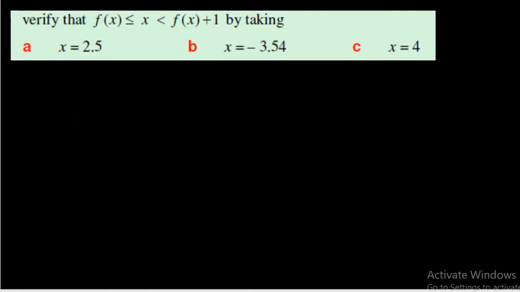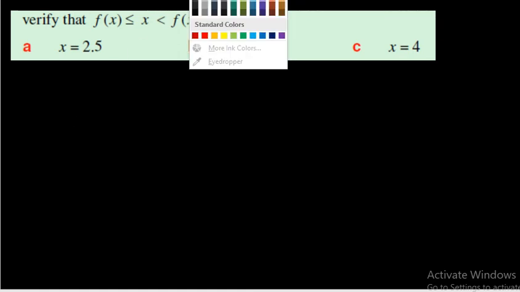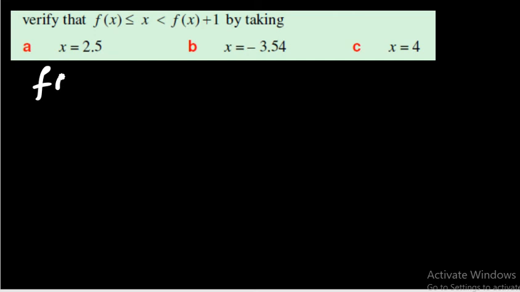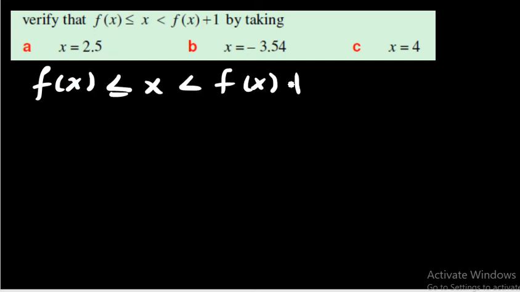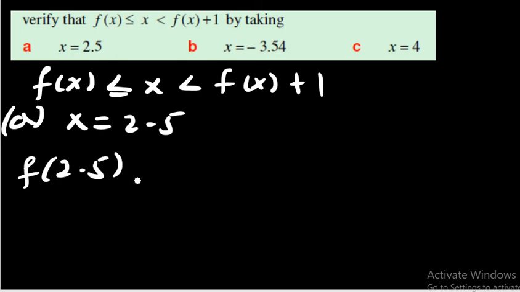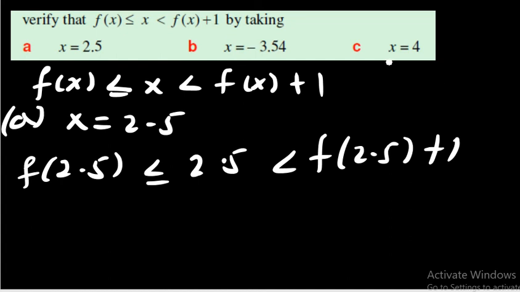The next example, it says verify. Verify f of x is less or equal to x and less than f of x plus 1. What is x? A, when x is equal to 2.5. That means f of 2.5 is less or equal to x, 2.5, and less than f of 2.5 plus 1. Normally, f of x is defined by floor x.